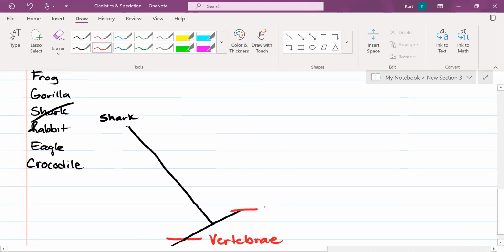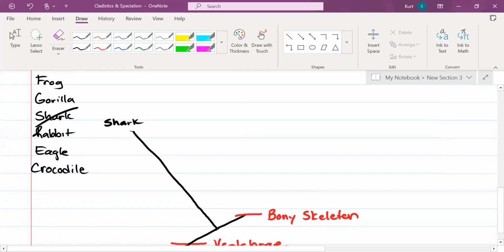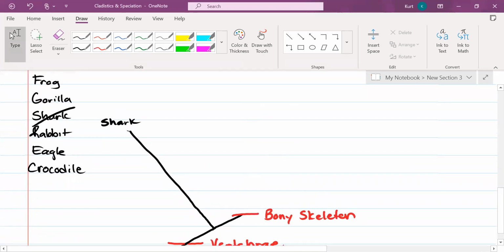You ready? A skeleton made of bones. If you didn't know this, sharks have a cartilage skeleton. That's why you never see fossils of a shark. The only part that actually fossilizes are their teeth. But other fish do have bones that make up their skeleton, and those are more likely to preserve. Okay, so we have our first kind of qualifier.